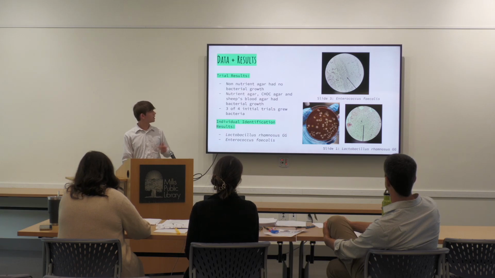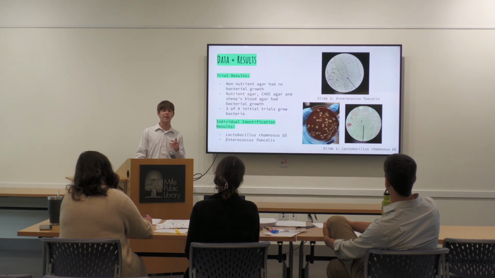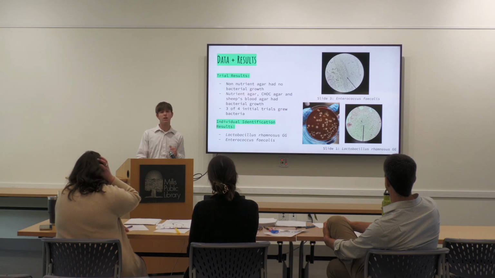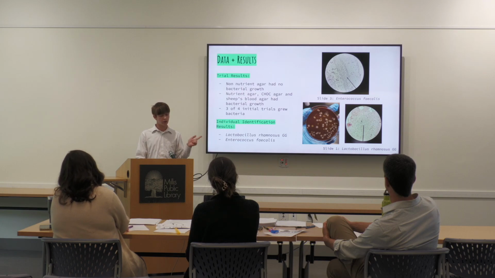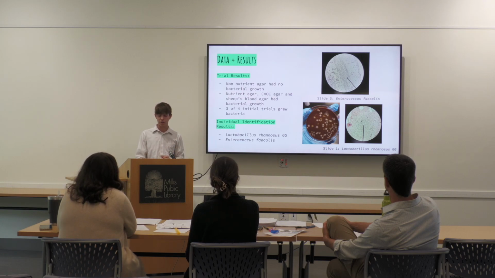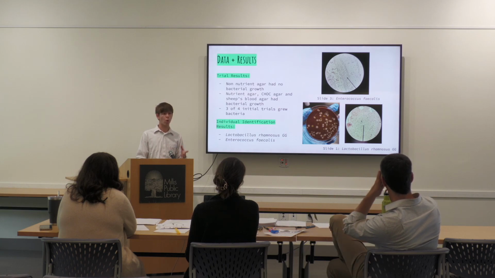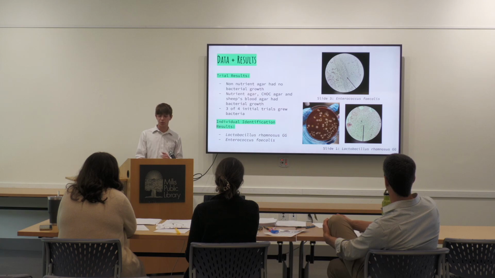Then for the next 3, I used nutrient agar, chalk agar, and then sheep's blood agar. And all of these yielded bacterial growth. As you can see at the bottom, that is chalk agar, and it yielded a lot of growth. It is also notable that the chalk agar and the sheep's blood agar typically grew more colonies of bacteria than the generic nutrient agar. So this means 3 of the 4 initial trials grew bacteria. And after that 4th trial, I was confident that I could begin my identification process.